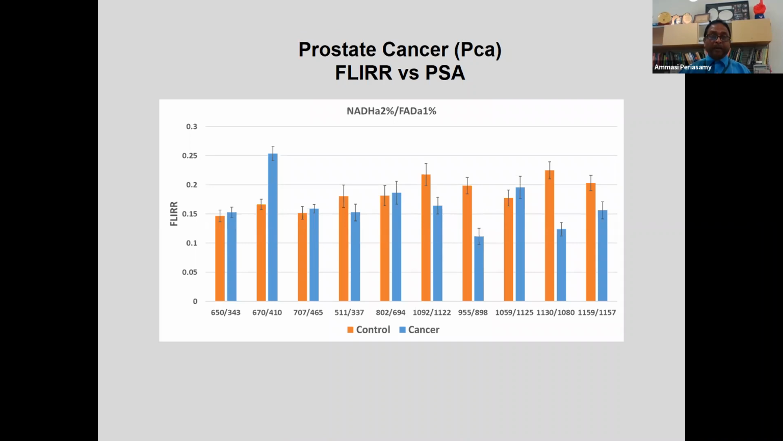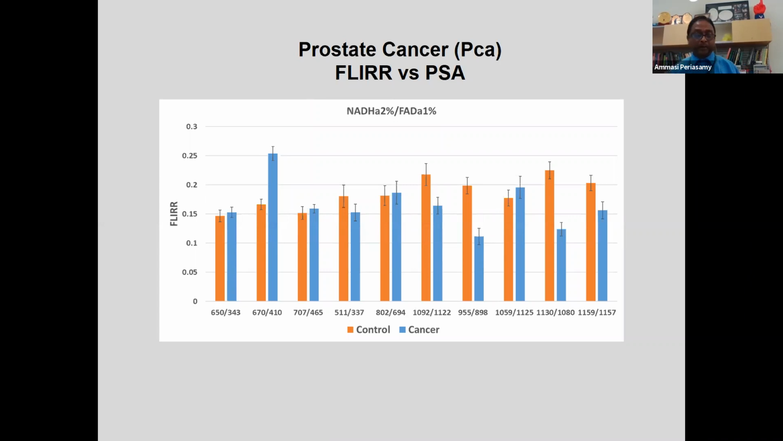These are clinical samples from blood of different patients, and we were able to measure the control in orange color and cancer in blue color. So we were able to measure with the system. It is reproducible with the PSA; we are comparing with the PSA. It's reproducible about 4% to 5%. So we need to continue this work.